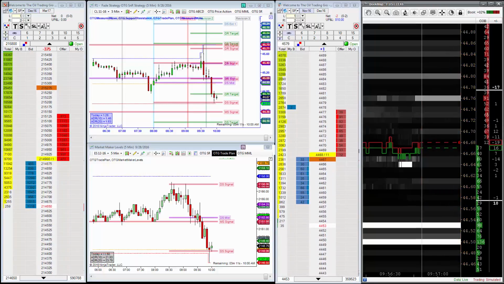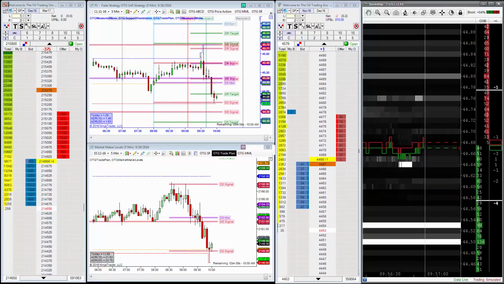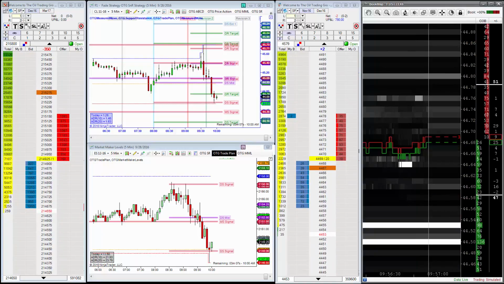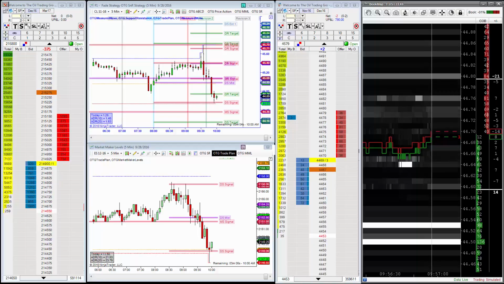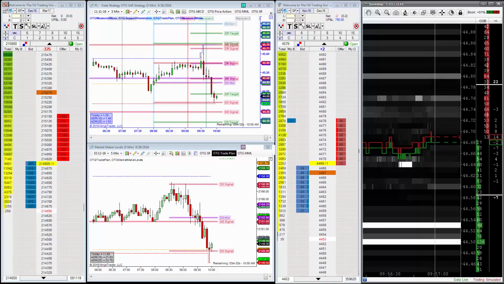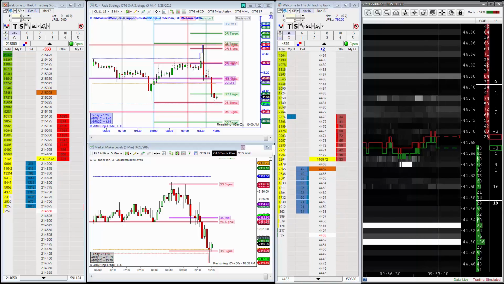And if we come back down and try to test that low again and we can't get through it, I'm going to get really tight on the stop. But right now, I'm just trying to hold on to the top of the hour. See if that top of the hour gives us a little bit of a push here.